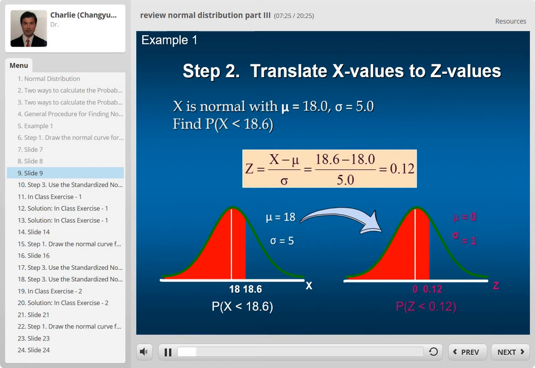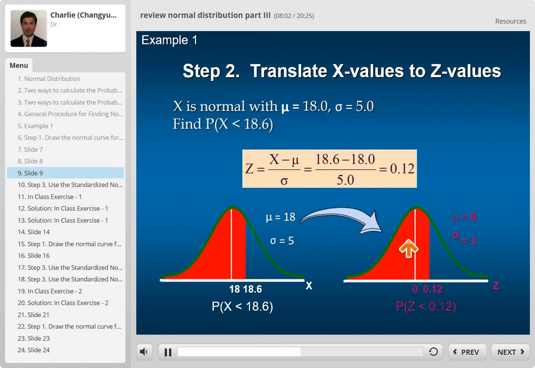Now we have translated the x value to z values, and we know that z equals 0.12. Here is the original normal distribution with mu equals 18, sigma equals 5. Now we can transform that to the standard normal distribution. And here is a 0. Now, we find the z value is 0.12 here. So that is here. In the standard normal distribution, we find 0.12 here.